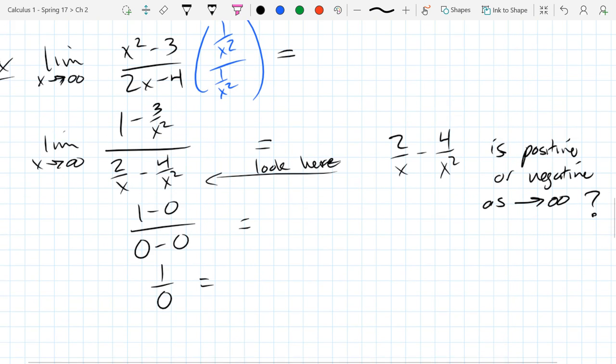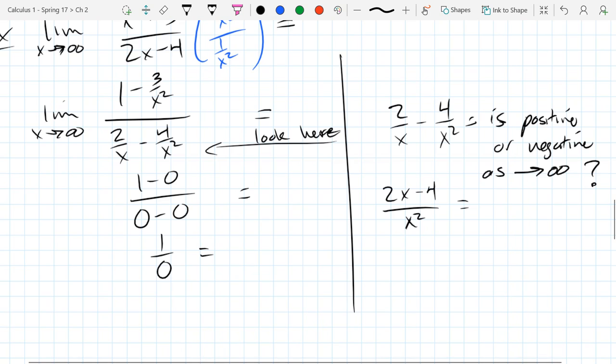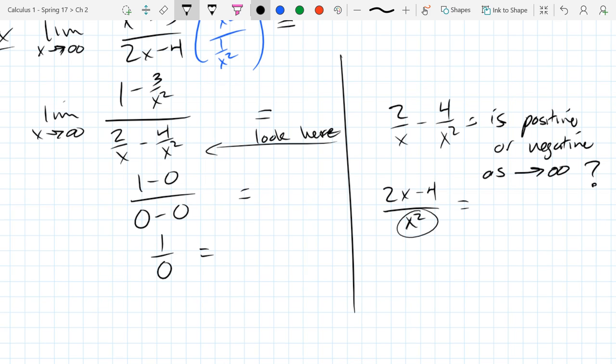So there's a few ways to do this. We could rearrange this, go common denominator, 2x minus 4 over x squared. So I added them together. So this forms a little bit better. For determining positive or negative, if we think when x is approaching infinity, well, x squared is always positive. That's never going to be negative. So what about the numerator? Positive or negative in the numerator?